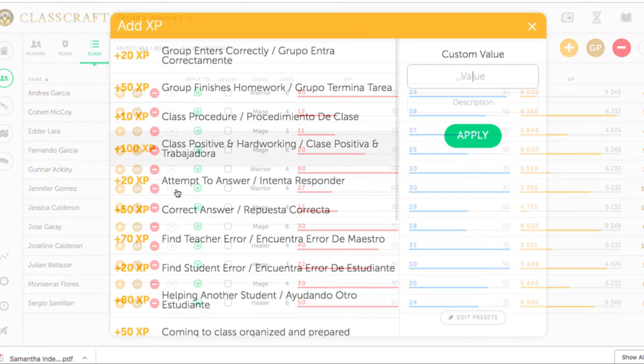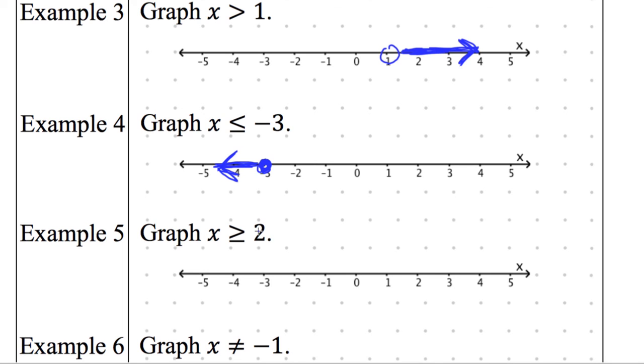And I need another quiet raised hand. What do I do for my graph? Same people over and over again. I want to hear from maybe Jose. 2, going to the right. What type of point is it? An open or a closed point? Closed point. And you said to the right. All right, there it is.